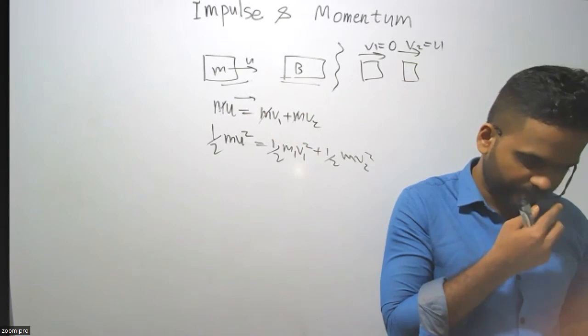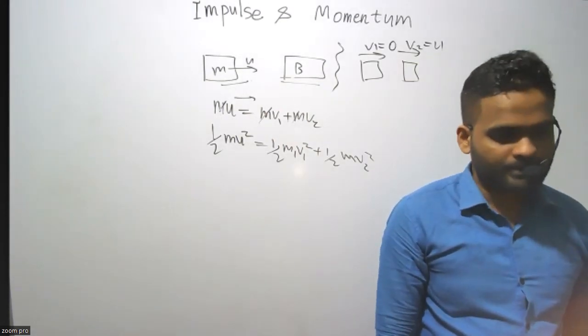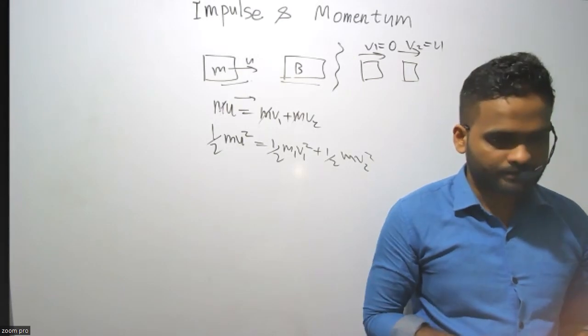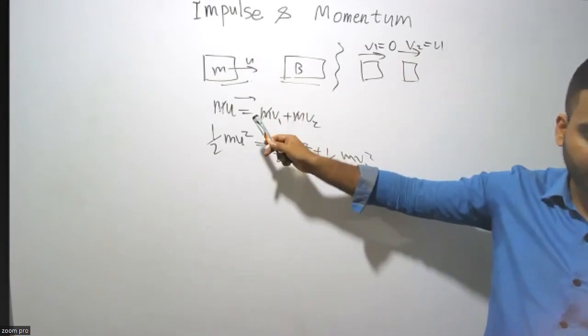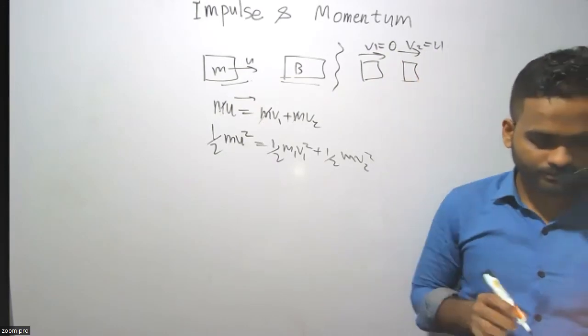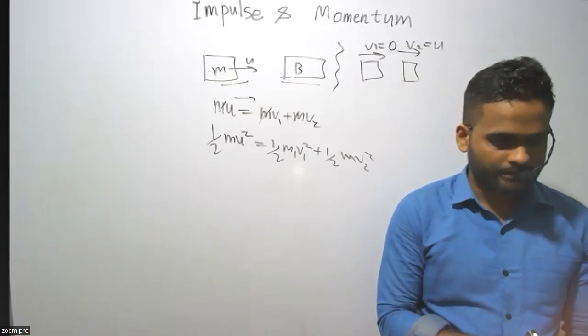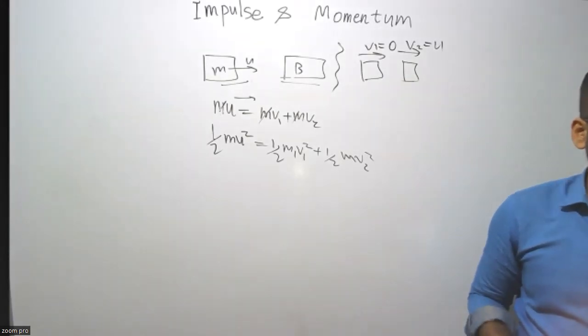So what's the answer? What should be the answer? First one, right? After collision, this velocity becomes 0, other velocity becomes u. Correct? So the answer is the first one. Then try the 17th question.